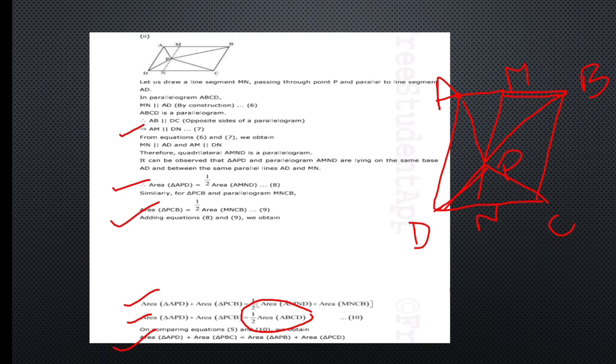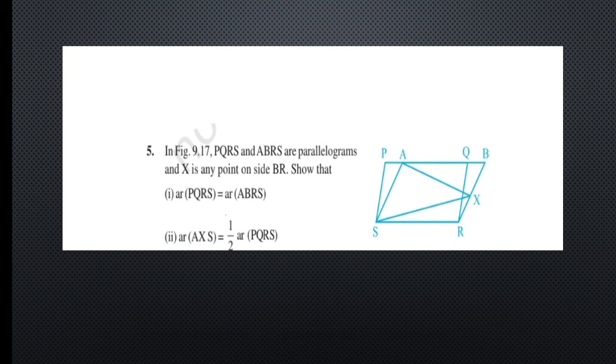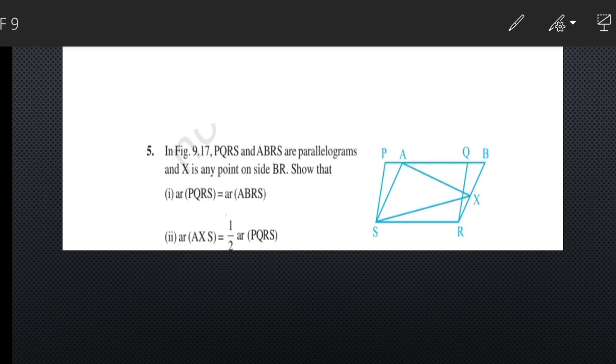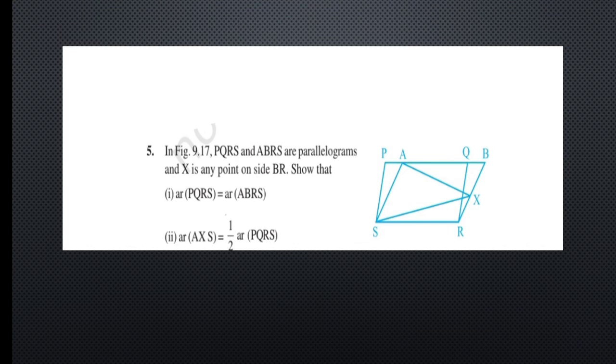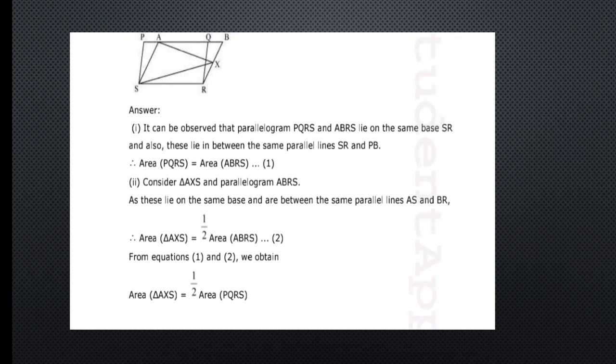Now we will move on to question number 5. In question number 5, there are two parallelograms ABRS and PQRS. Here X is a point that lies on BR. We have to show that the areas of the parallelograms are equal and the area of the triangle AXS is equal to half of the area of PQRS. So it is a very easy sum.